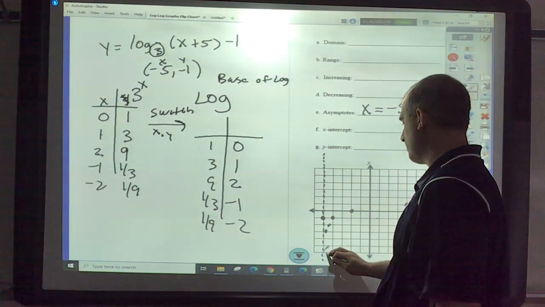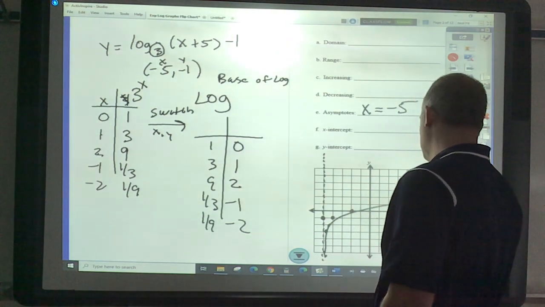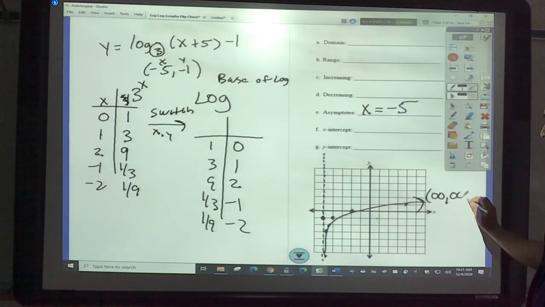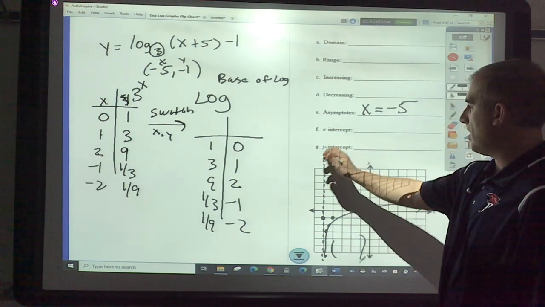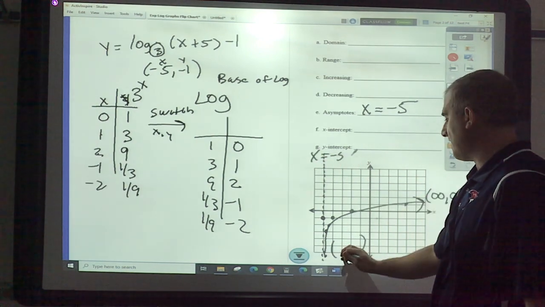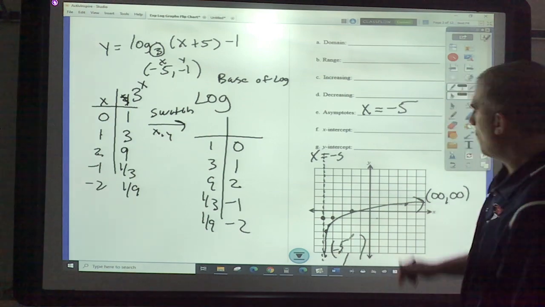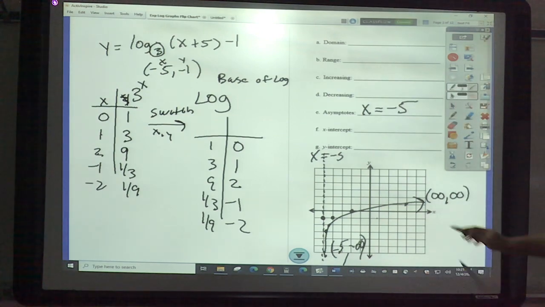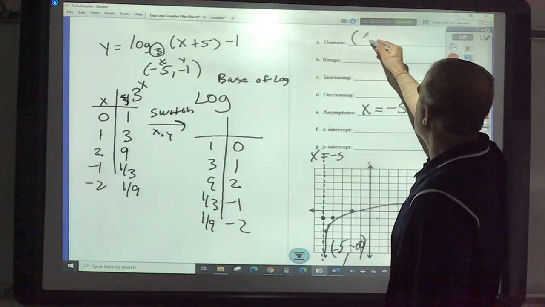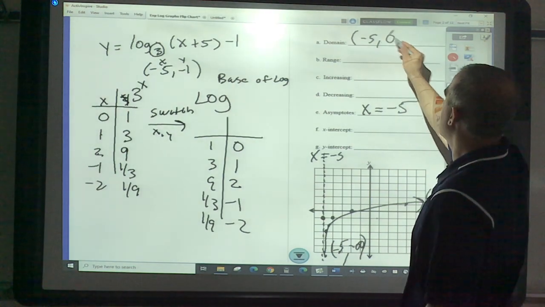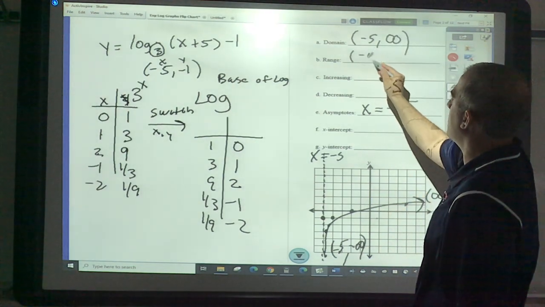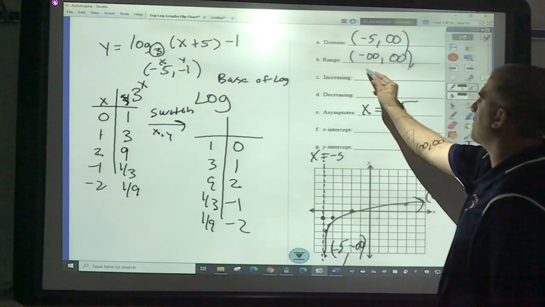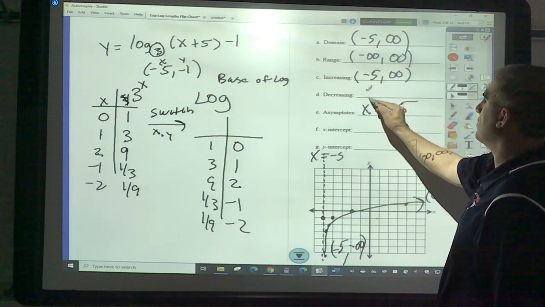All right, so this is what it looks like now. This would be positive infinity. Now, gotta be careful here. What is this equation? x equals negative 5. So that's negative 5 for the x coordinate. What is the y coordinate doing? It's going down, so it's negative infinity. So for my domain, my smallest x is negative 5. My biggest is infinity. For my range, my smallest is negative infinity. The biggest is positive infinity. This is increasing the whole way from negative 5 to infinity, so there is no decrease.